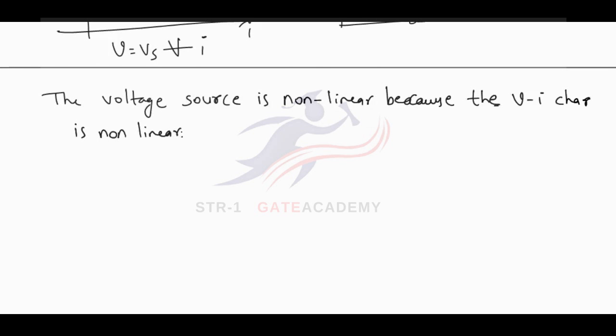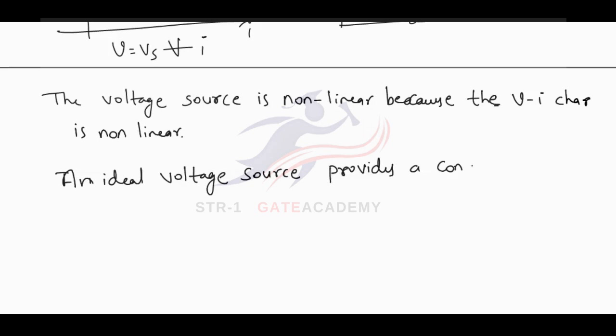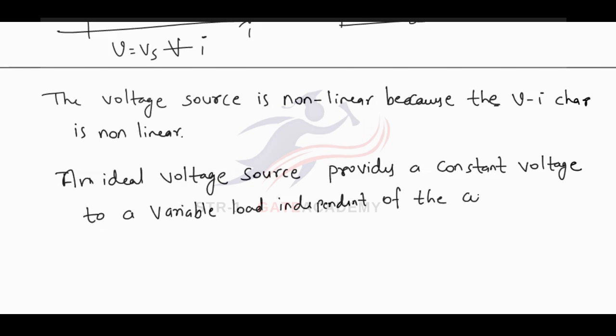So now an independent ideal voltage source can be defined as a source that provides a constant voltage to a variable load independent of the current drawn. So this is about the ideal voltage source.